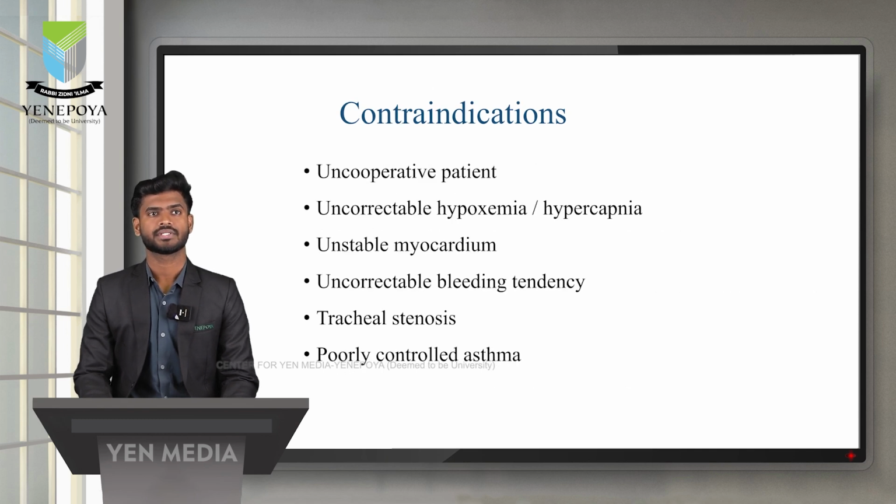The contraindications include uncooperative patients, uncorrectable hypoxemia or hypercapnia, unstable myocardium, uncorrectable bleeding tendency, tracheal stenosis and poorly controlled asthma. These are the patients who are excluded from a bronchoscopy procedure.